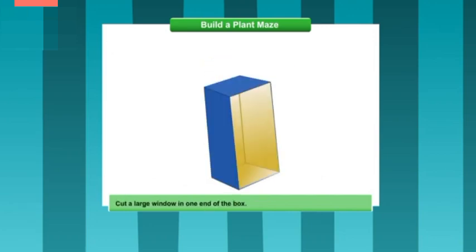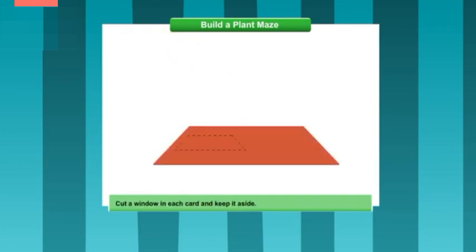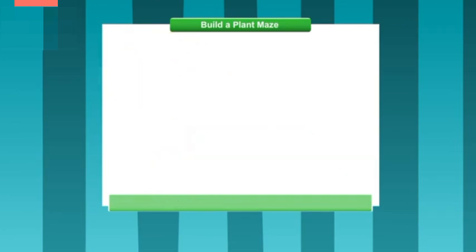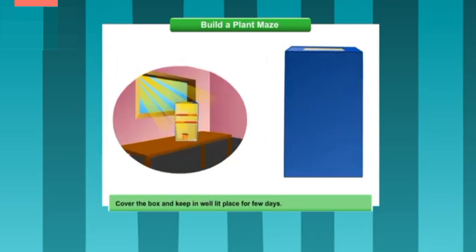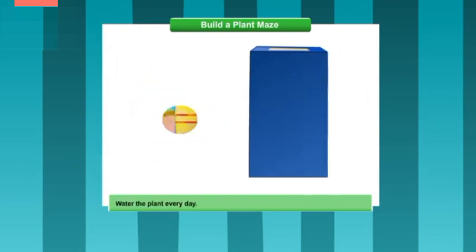We will cut a large window in one end of the box. Cut a window in each card and keep it aside. Put the pot in the cardboard box and fix the cardboard piece slightly above it. Cover the box and keep in well-lit place for few days. Water the plant every day.